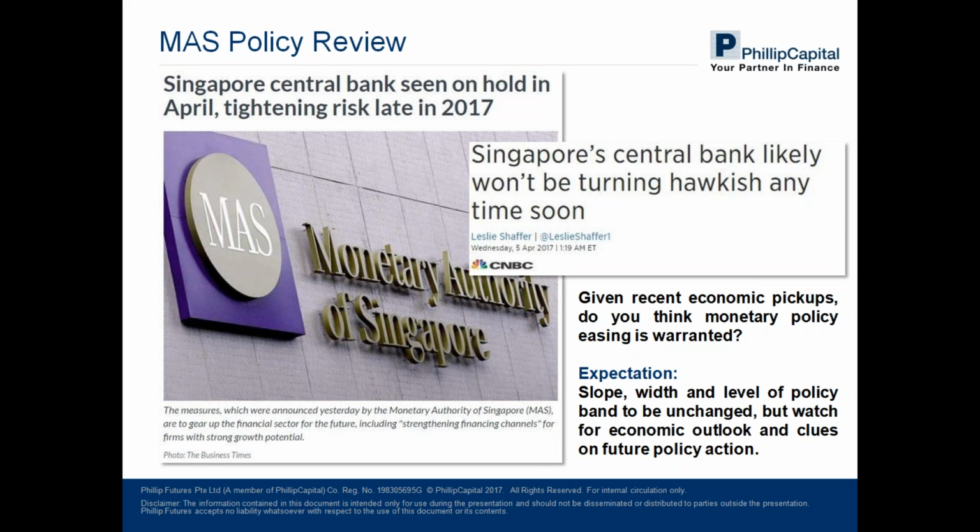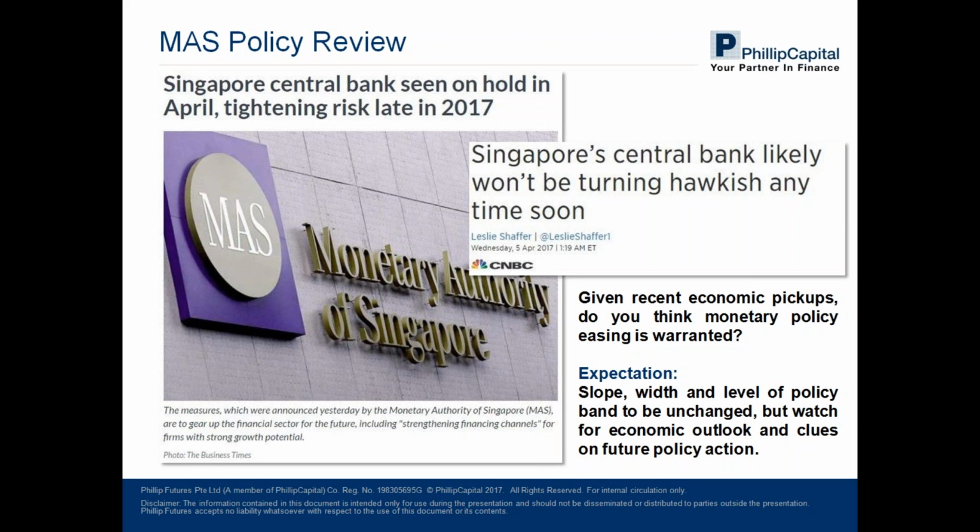As a result, my view is that I really don't think the MAS would change the slope or level of its policy band during this review. If there's going to be any hawkishness or dovishness, I foresee that maybe the October review is the one to watch. But given the current trend of things, I'm more inclined towards hawkishness than dovishness. But then again, anything can happen. Do not be surprised if things do not turn out as I mentioned earlier.